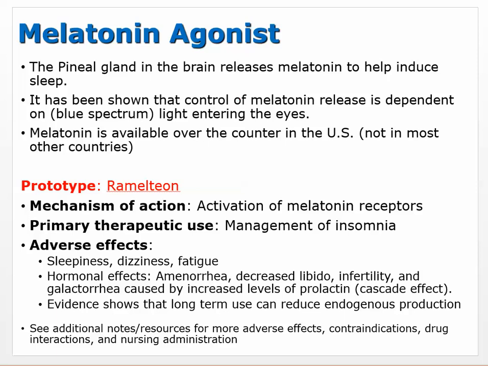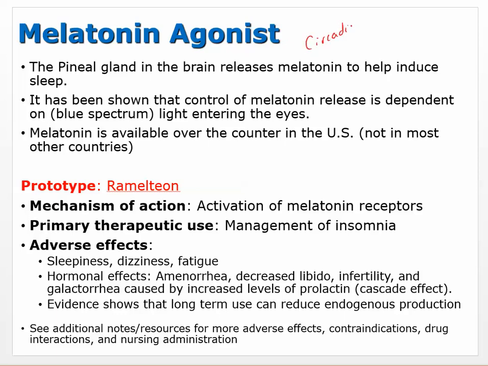So that's a hypnotic, the sleep-inducing drug. Here's another sleep-inducing drug. In the United States, this is actually available over the counter. It's not in Europe and other countries. But it's a melatonin agonist. And a lot of us have heard of melatonin, and melatonin is part of our circadian rhythm.